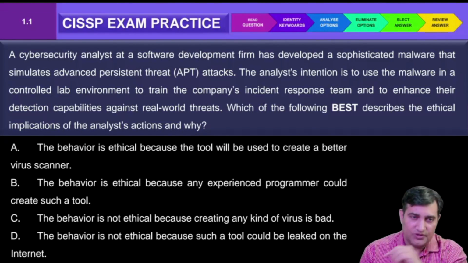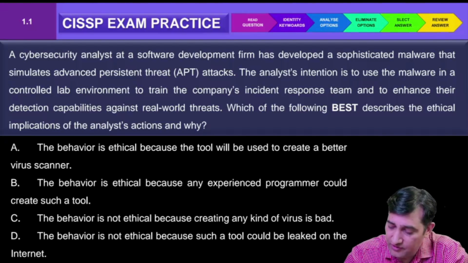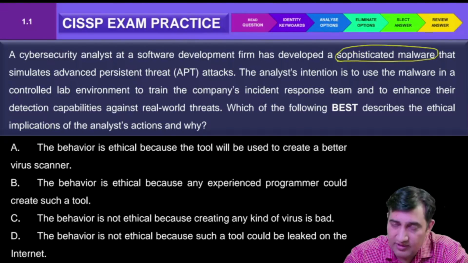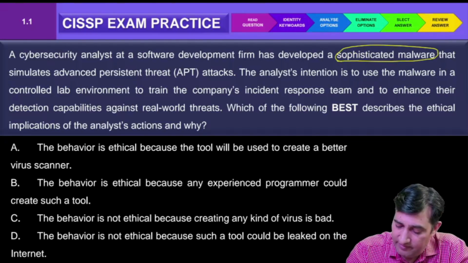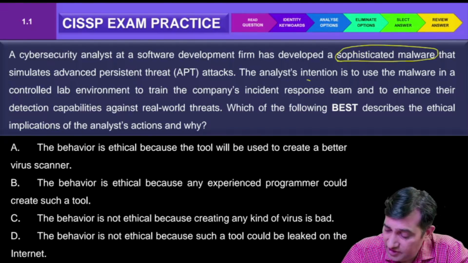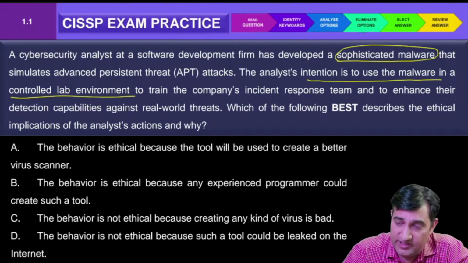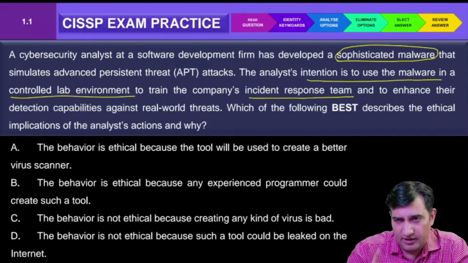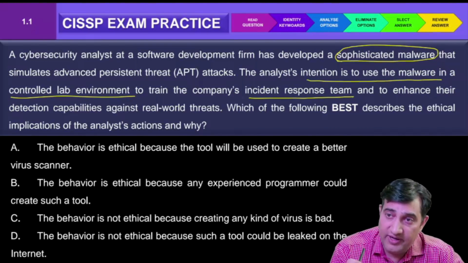Now coming back to the question, there are four options and they have given what? There are certain things they have mentioned to you. They have said you are making a sophisticated malware which gives a negative sense, and many of you might feel, okay, it's a malware, definitely it is not as per ethics, nobody should create malwares, right? But at the same time they also say the intention is to use the malware in a controlled lab environment to train the employees incident response team. They are taking proper due care to also make sure that this APT is not leaked out.